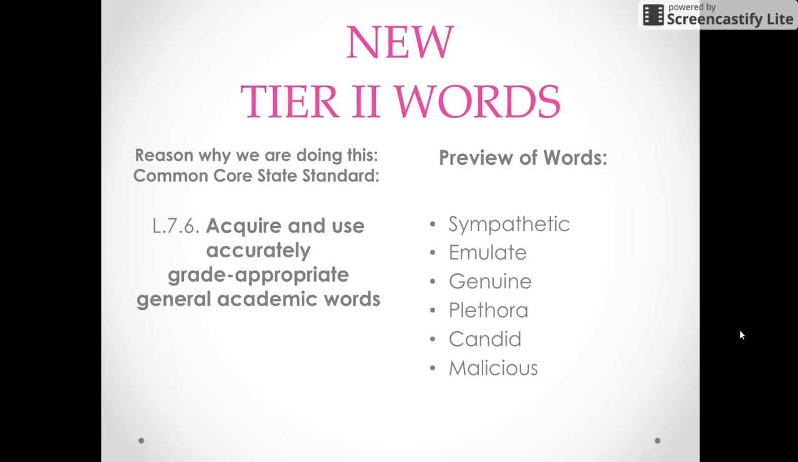Hello! Time to learn some new Tier 2 words. We are doing this because of the Common Core State Standard, which states we should acquire or learn and accurately use grade-appropriate general academic words. So, basically, we are just learning words that we can use to strengthen our vocabulary and sound more sophisticated. Preview of this week's words are sympathetic, emulate, genuine, plethora, candid, and malicious.